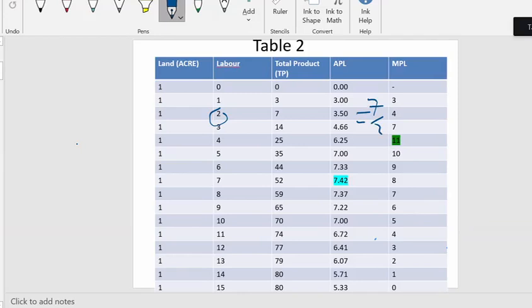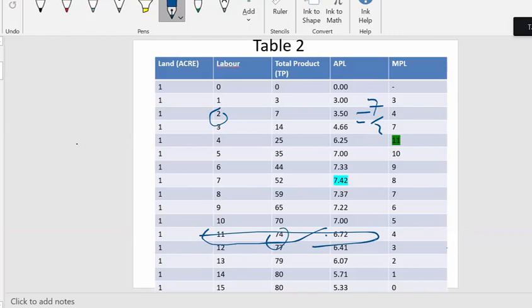Likely, similarly, for example, if you take this level here, here, if you employ, let's say 11 people, and the output is what? 74, means you have to take 74 divided by what? 11. By 11. Get 6.2. That is the average. That is the average product.